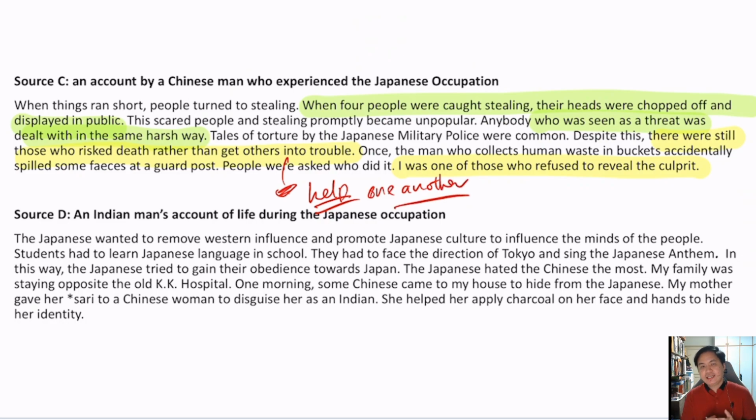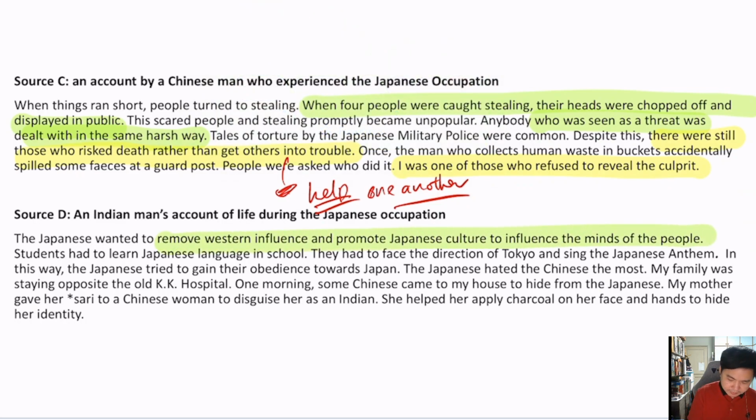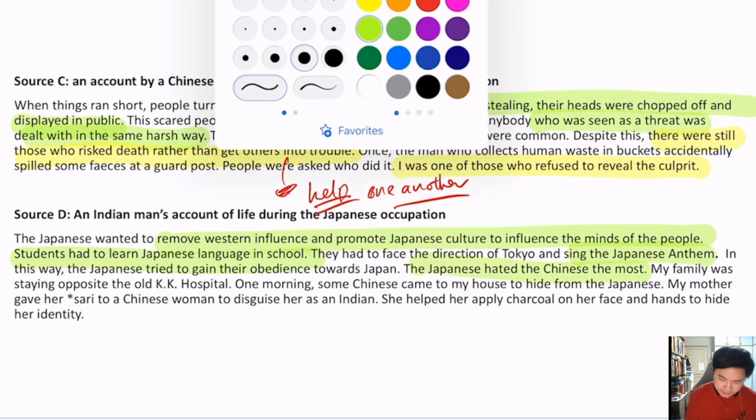Can I see this same notion of help, teamwork, care for one another in my second source? Well, let's take a look. The Japanese wanted to remove the Western influence. So first you have here where Japanese wanted to use Japanese culture to influence the minds of the people. They have to learn the language. They have to sing the anthem. Then they hated the Chinese the most.